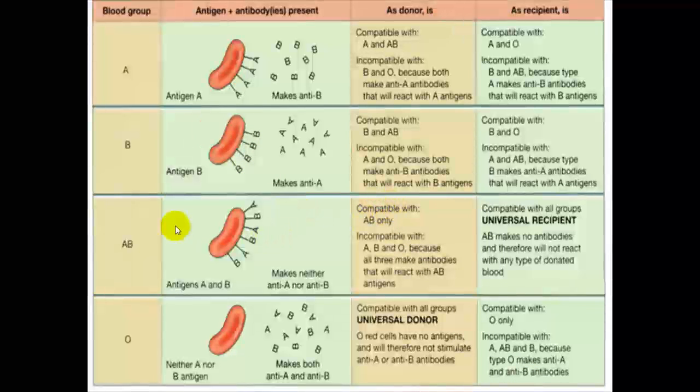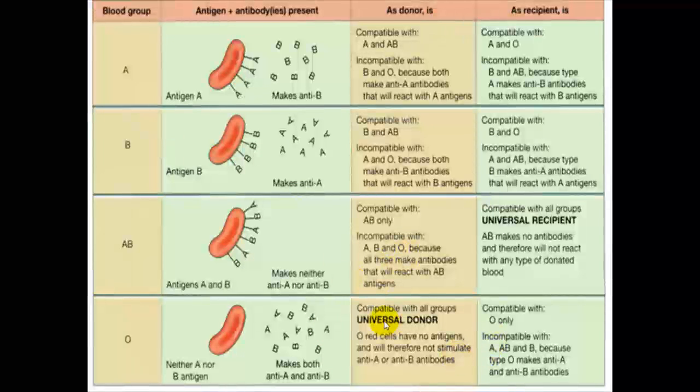For the case of AB, he can only give to his fellow AB, but cannot give to any of the remaining three. It will fight. He cannot give to blood group O, blood group B or blood group A, because they all have antibodies against him. So he's a selfish blood group that cannot donate to any, but he can receive from all. Why? Because he has both surface antigens, they can match, I mean, they can react with the other surface antigens of the remaining blood groups.